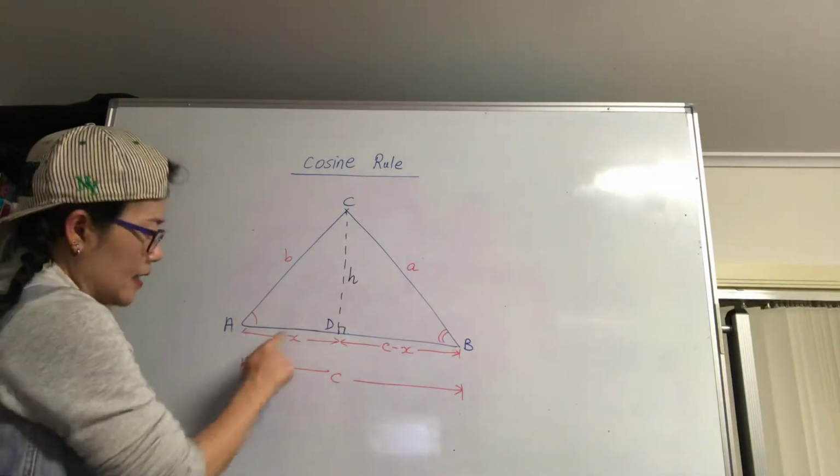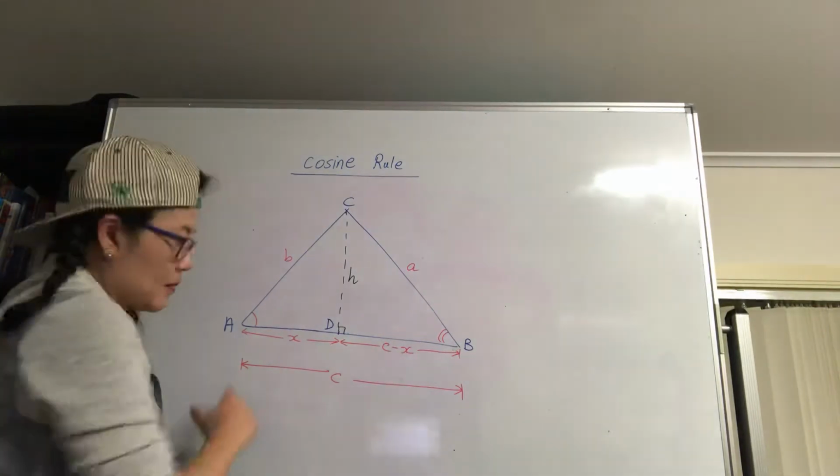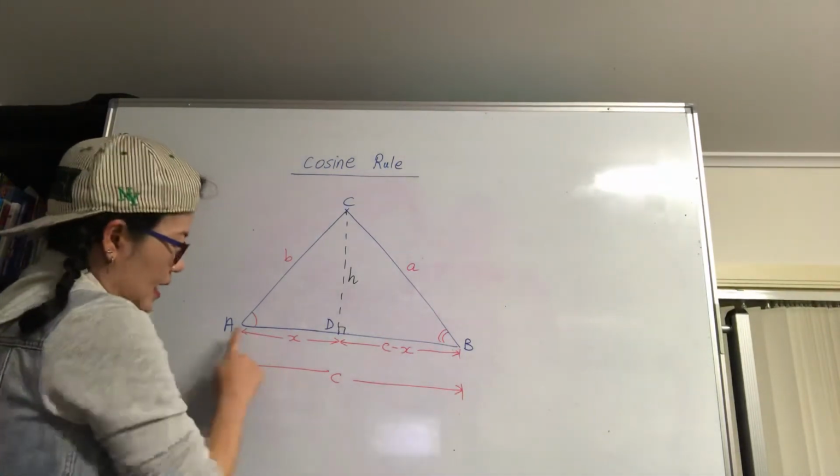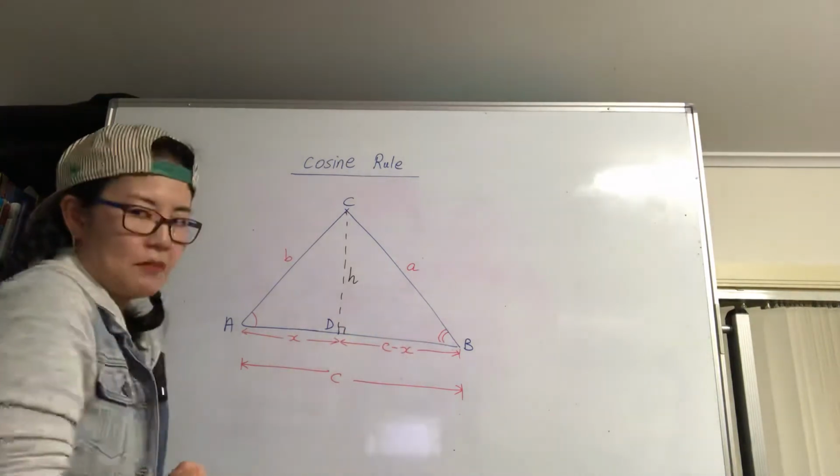I'll call AD as X, DB as C minus X. That makes sense, right? Because the whole thing is C, and the little part is X, so the leftover will be C minus X.